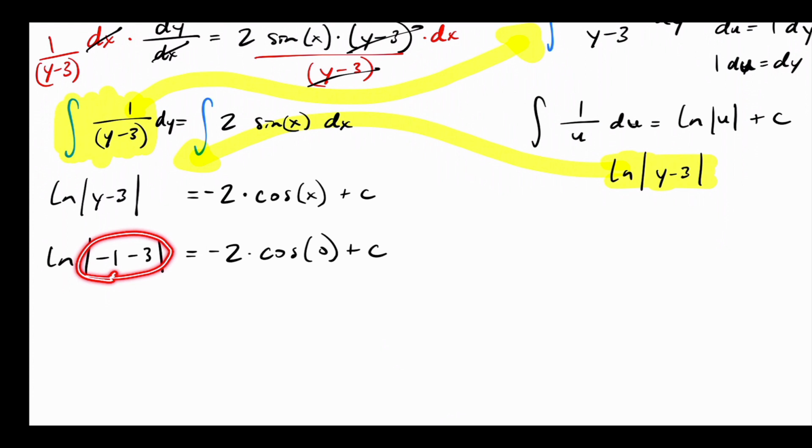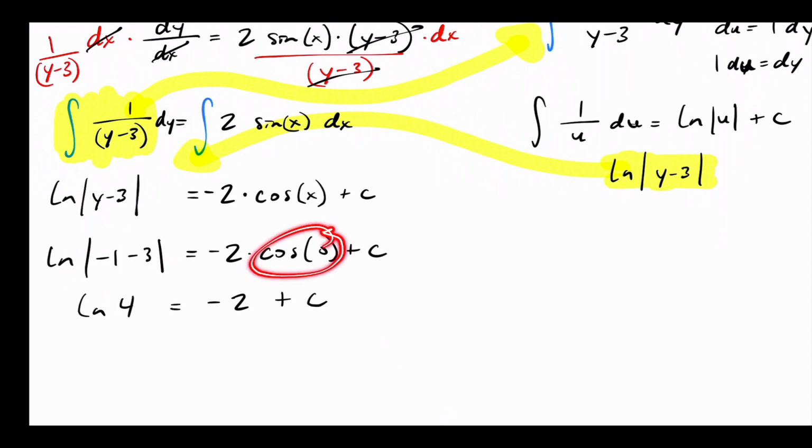The natural log is going to be negative 4. That's why we have the bars. We can't have a natural log of negative 4, so it's actually just going to be natural log of 4. And then cosine of 0 is just positive 1. So negative 2 times 1 is going to be negative 2.